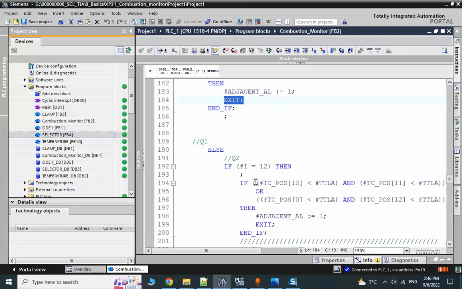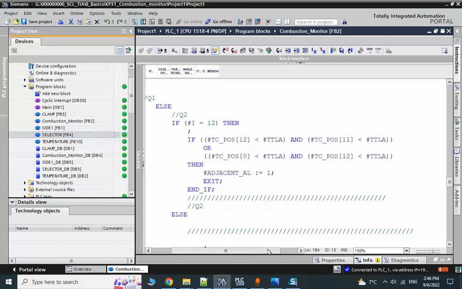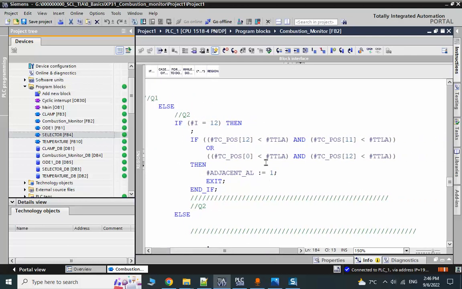Otherwise, I can be 12. For I equal to 12, we check if position 12 and 11 are less than alarm, or position 0 and 12 are less than alarm, and we generate the signal and exit.